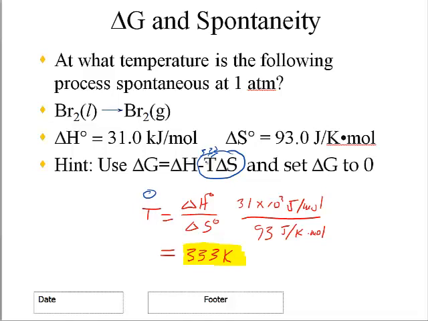Now, if we go below 333, think about that. Since H is positive right here, notice it's not a negative number, this is an endothermic reaction. Below that, it won't happen spontaneously. G will be positive, and the enthalpy value has a greater weight.